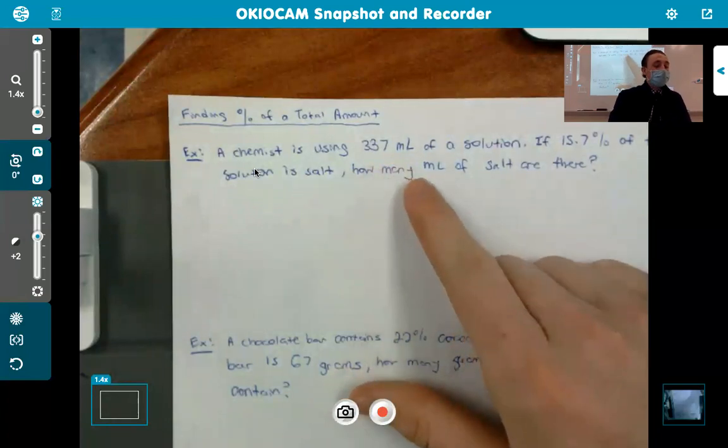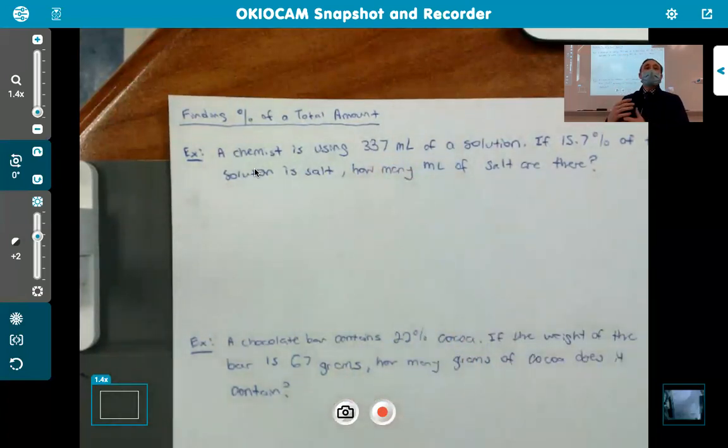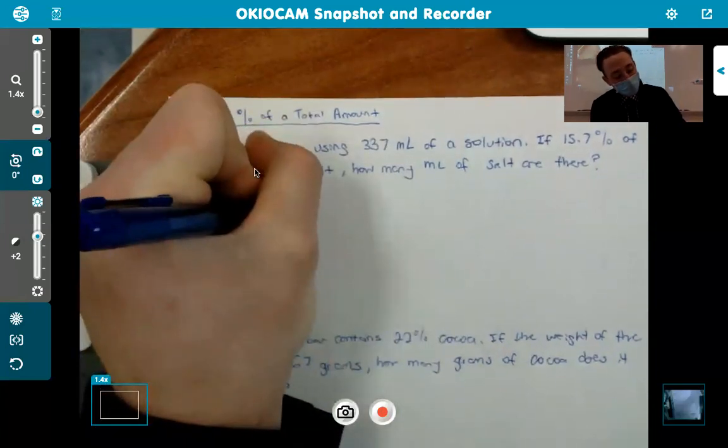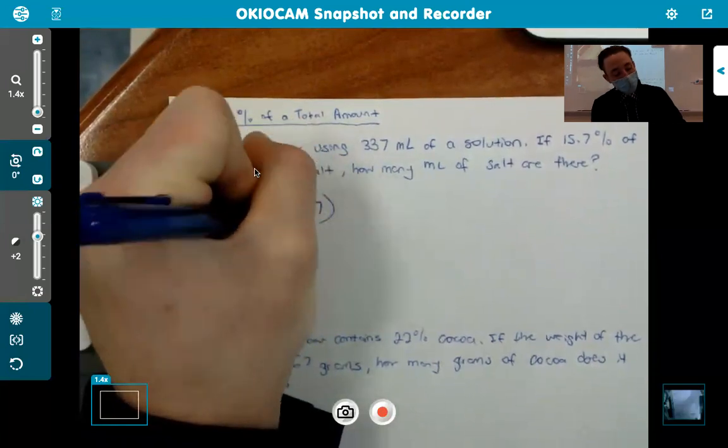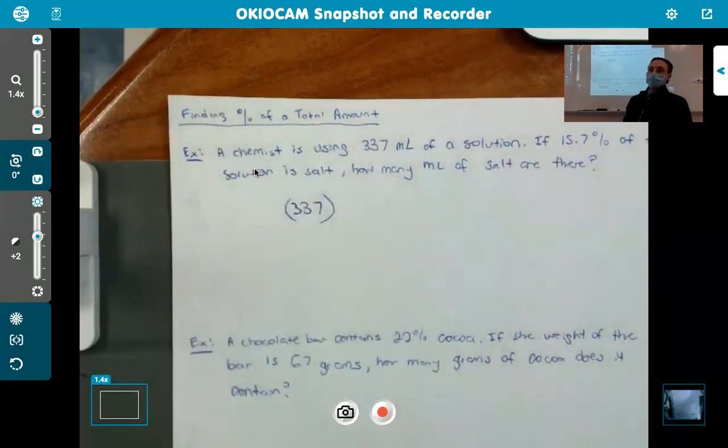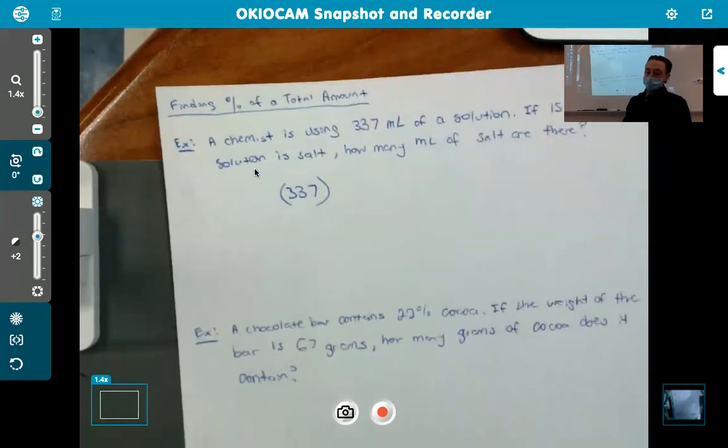We want to identify what the whole solution is, right? We talked about this back on Thursday, I believe. Understanding, well, how much of the total amount does he have? Because the total amount is pretty much going to be our denominator or what we're going to multiply something by, all right? So we have 337 milliliters of a total solution. Let's go through and just write that down first, all right? 337, and I'm putting that in parentheses because I'm actually going to end up multiplying that by something, all right?